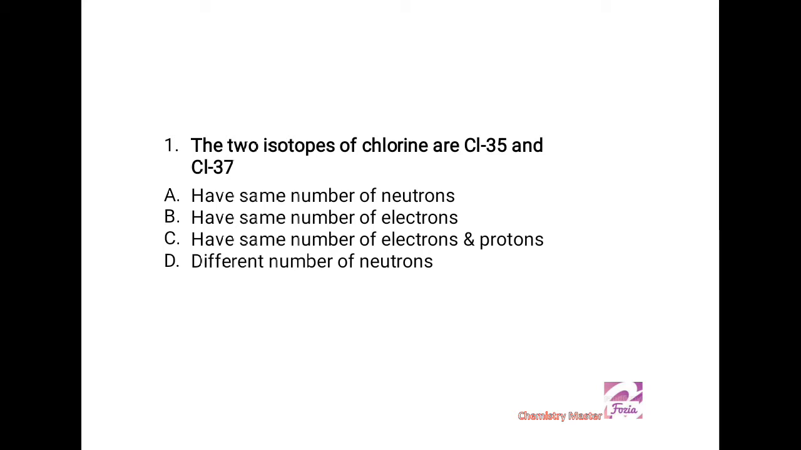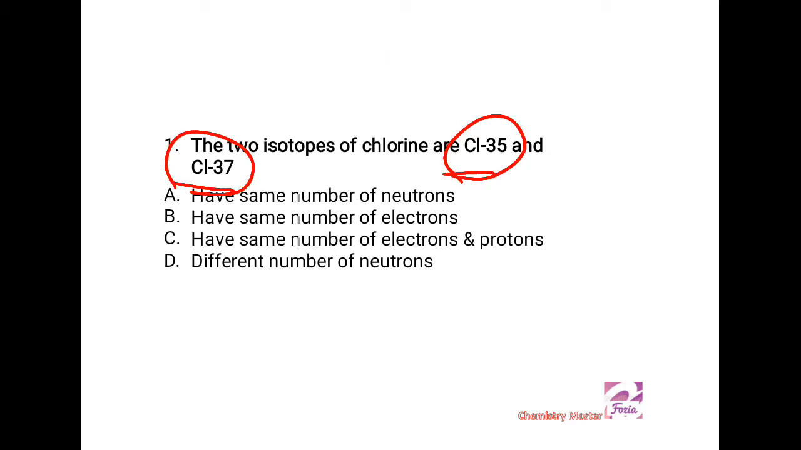The two isotopes of chlorine are chlorine 35 and chlorine 37. This is how we represent the isotopes of elements with their mass numbers. So this chlorine isotope has mass number 35 and this chlorine has mass number 37.